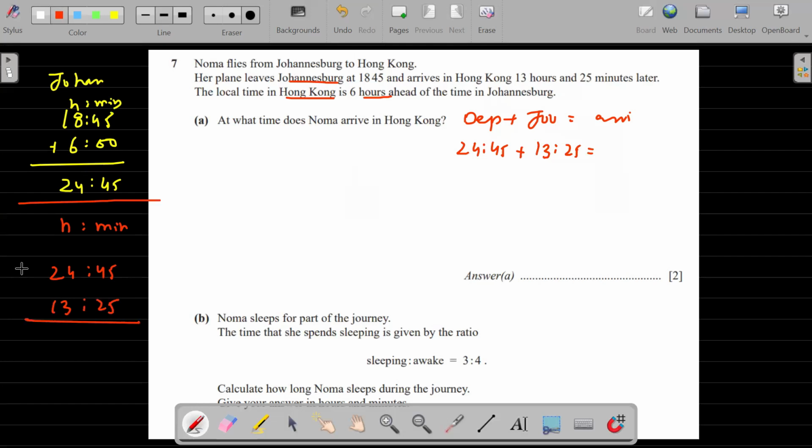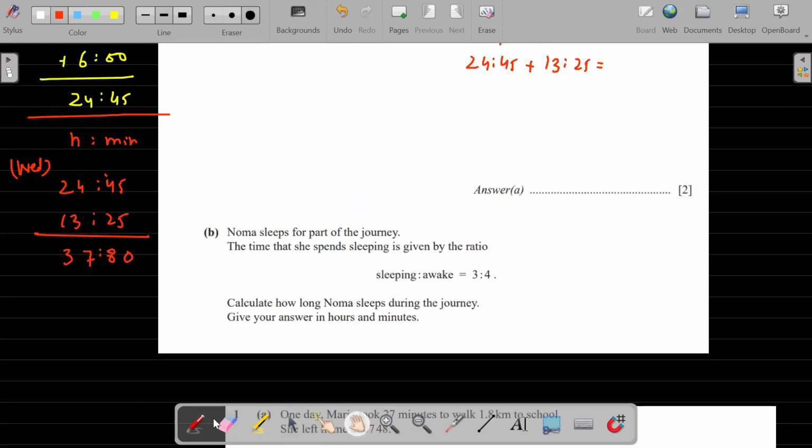Let's add them up. I'm assuming this is some day, which can be any day. Let's say it is Wednesday. Let's add them up: 0, 1, 80, and 737. Now you can see that my hours and minutes both are exceeding. As they both are exceeding, I need to subtract 60 from each, and I will be adding 1 to the hours. So it's going to be 20, and over here it's going to be 38.